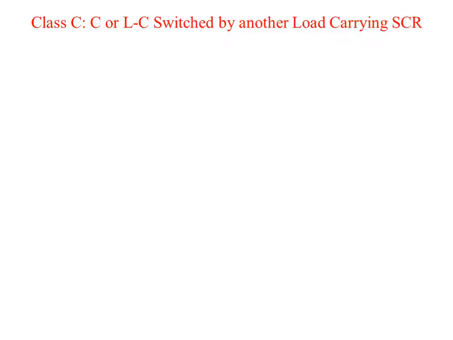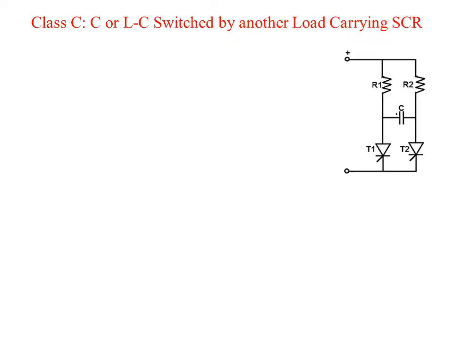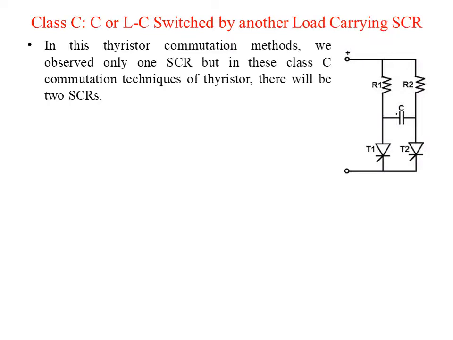Class C, that is C or LC switched by another load carrying SCR. So the figure shows the connection of the class C commutation method. In the previous thyristor commutation methods, we observed only one SCR, but in this class C commutation technique there will be two SCRs. That means in class A and B there was only one SCR, but in class C we have two SCRs as shown in the figure.